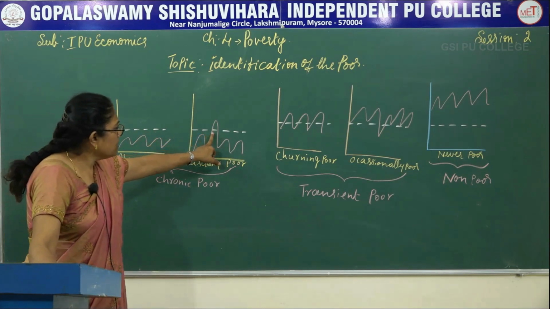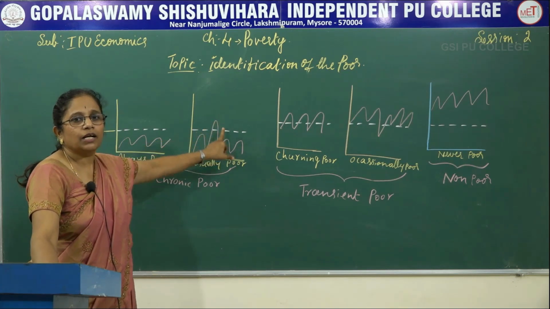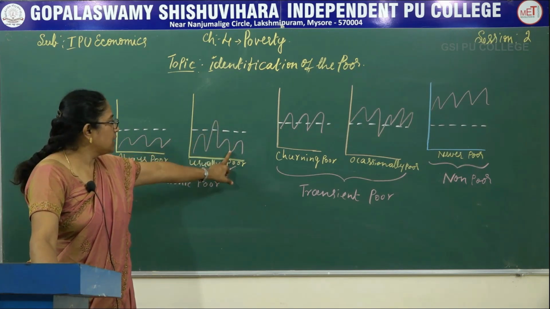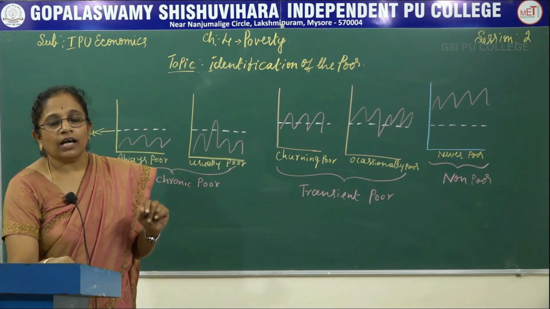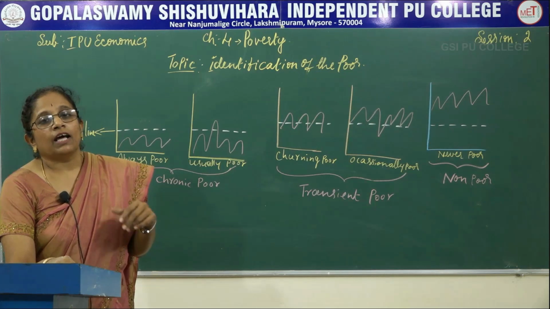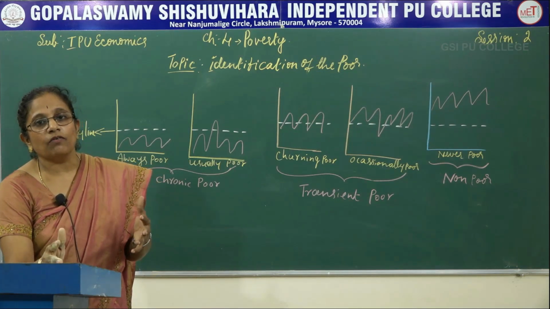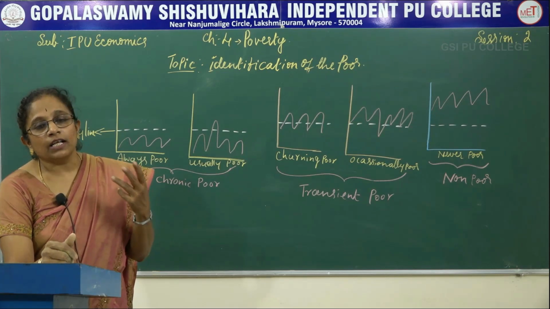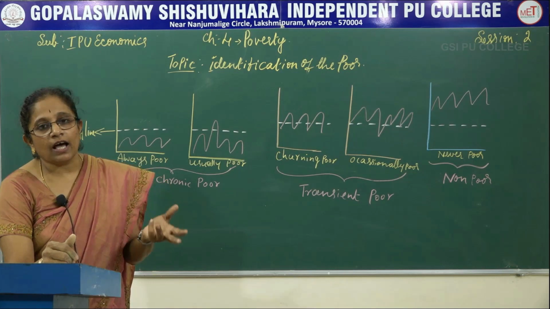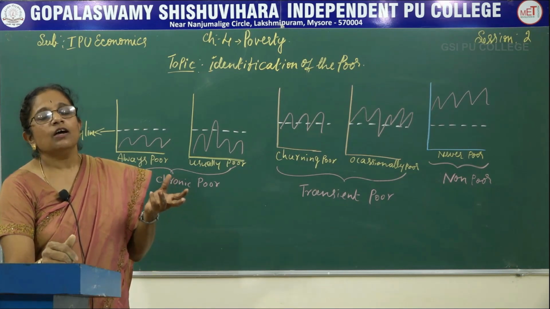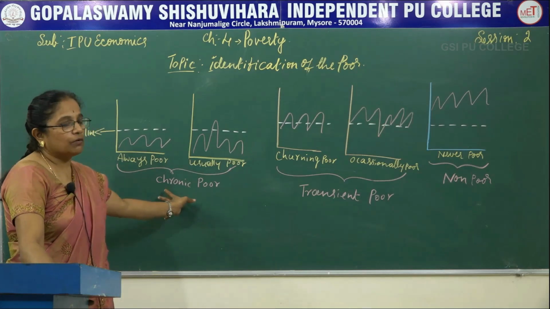Sometimes, rarely, he can go above the poverty line, but immediately he will come back below the poverty line. He wishes to stay below the poverty line only, because he might have found some benefits that are available by staying below the poverty line. He does not get any access to education, or any access to good health. So this is the situation of the chronic poor.